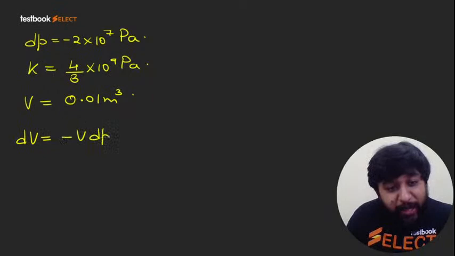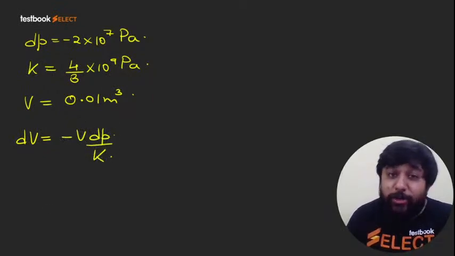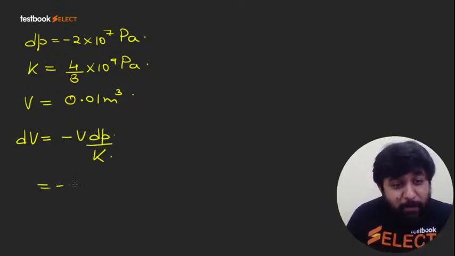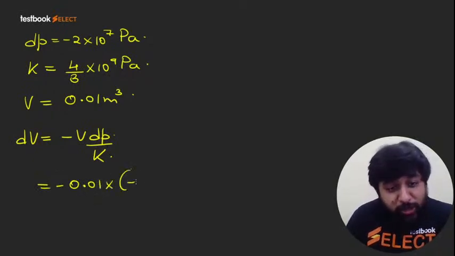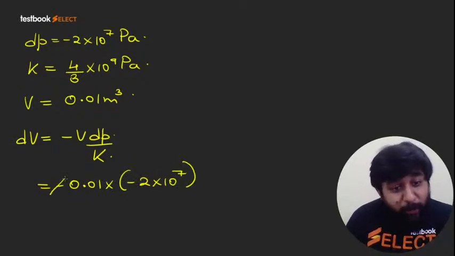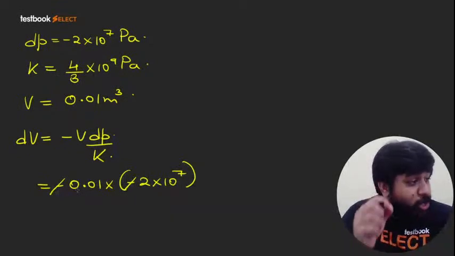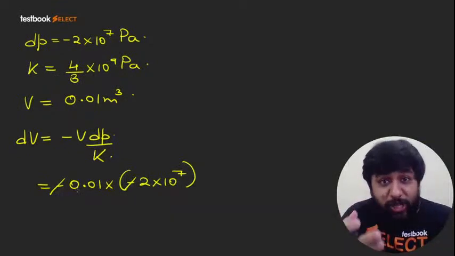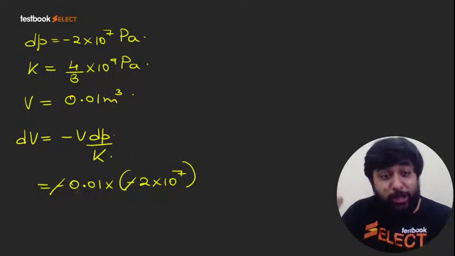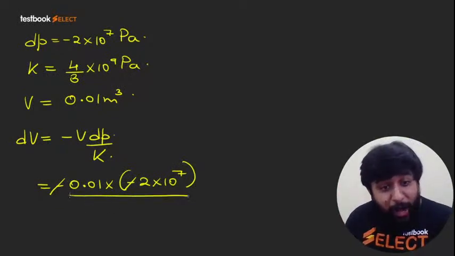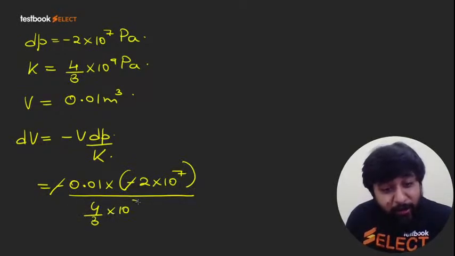Minus VdP by K, the formula which we have already written. So this will become minus 0.01 into change in pressure, which is minus 2 into 10 raised to power 7. Now check, minus and minus will cancel out, denoting that the change in volume is positive. If the change in volume is positive, volume is increasing, right? And divided by bulk modulus. How much is the bulk modulus? 4 by 3 into 10 raised to power 9.